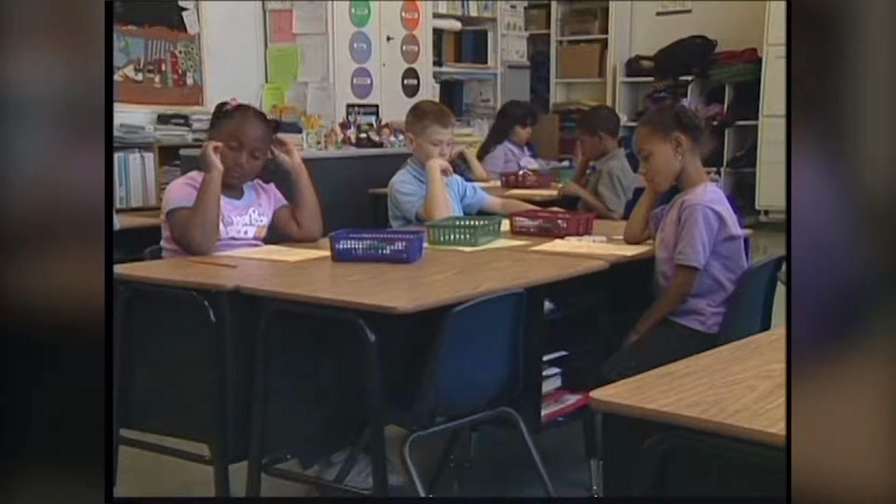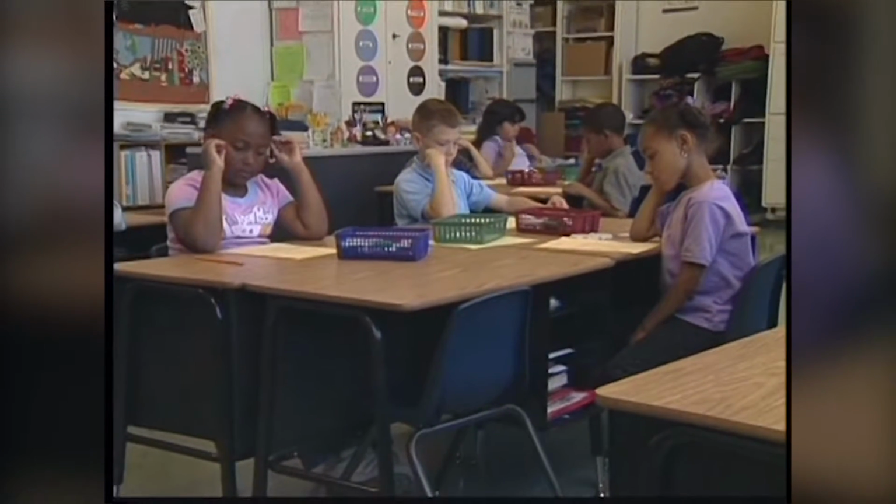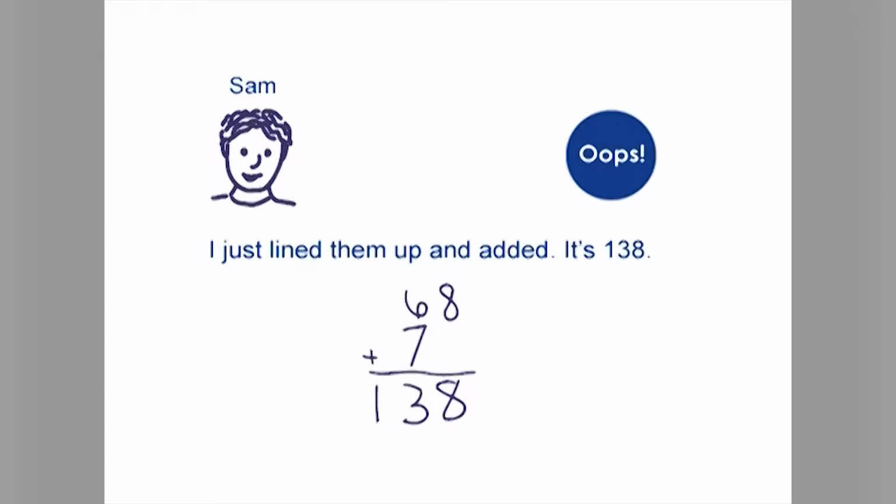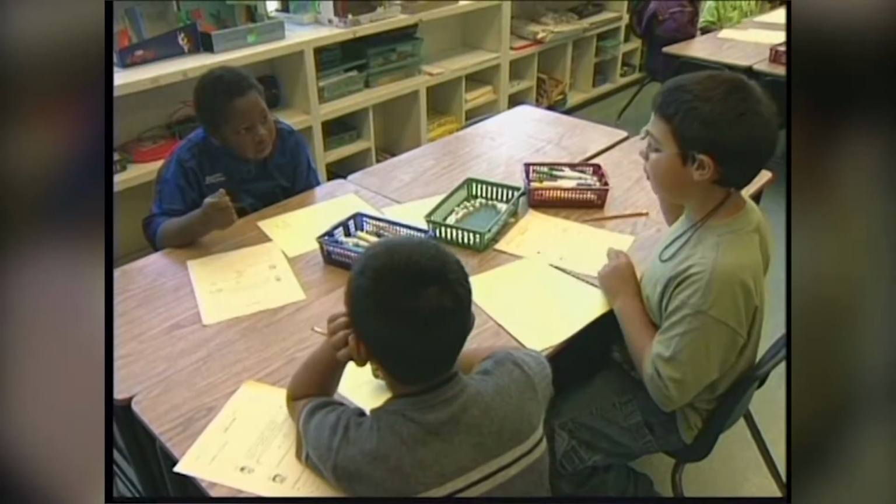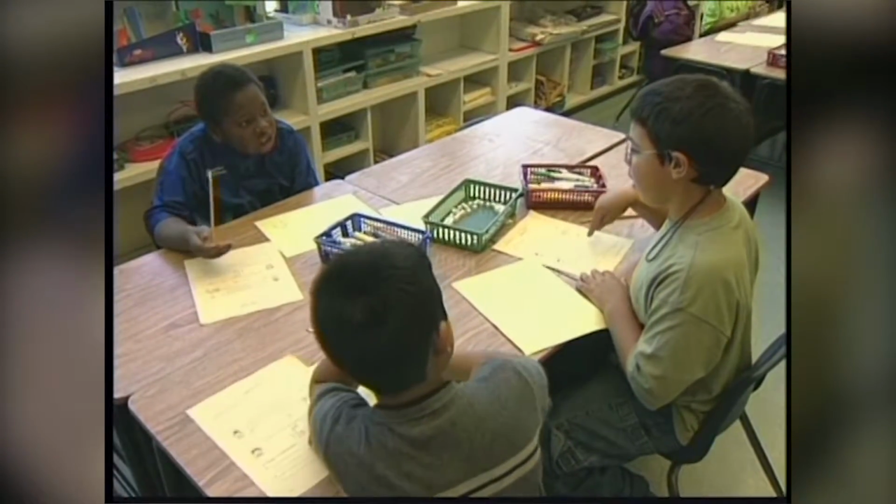Now we talk about the oops. Let's look down at Sam. Sam said, I just lined them up and added. It's 138. And next to that it says what? Oops. I want you to talk to your neighbor about why Sam's answer doesn't make sense. He actually made a big oops, a huge one.